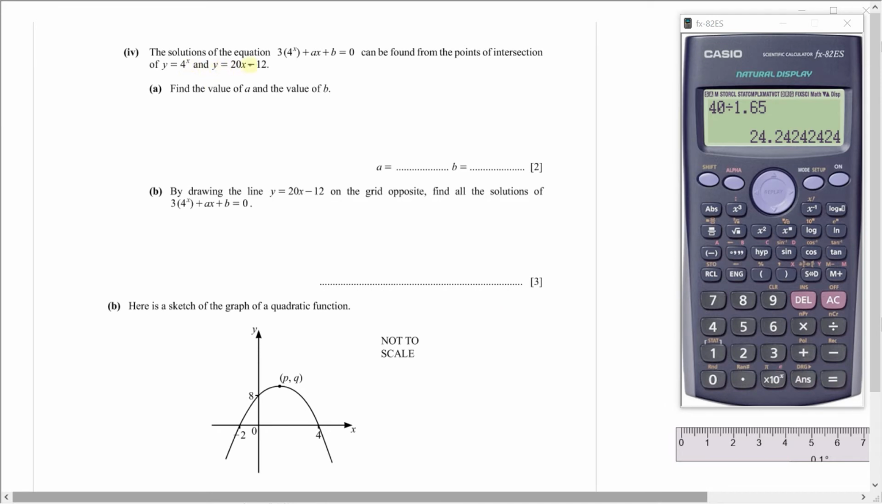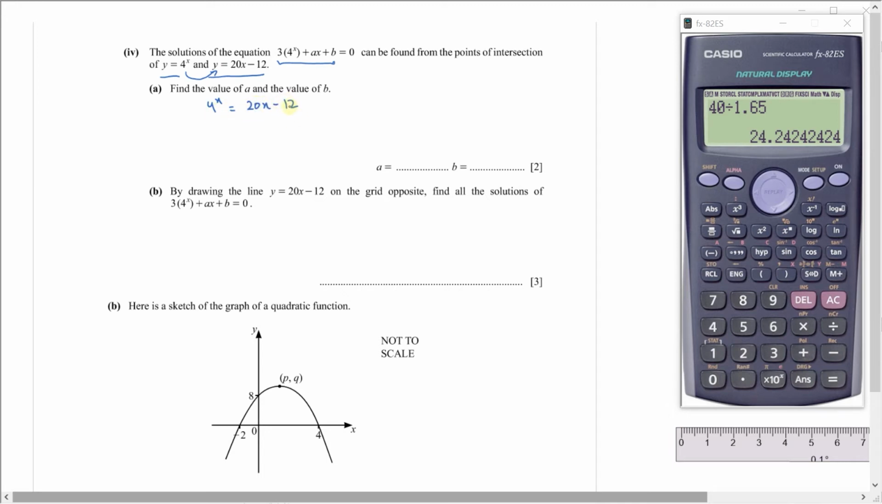Part 4: the solutions of the equation 3 into 4 power x plus ax plus b equals 0 can be found from the points of intersection of y equals 4 power x and y equals 20x minus 12. Find the values of a and b. If we solve these two equations simultaneously and eliminate the variable y, we will get this equation. So we have y equals 4 power x and y equals 20x minus 12. Let me substitute y equals 4 power x in this equation, so I get 4 power x instead of y, equals 20x minus 12.